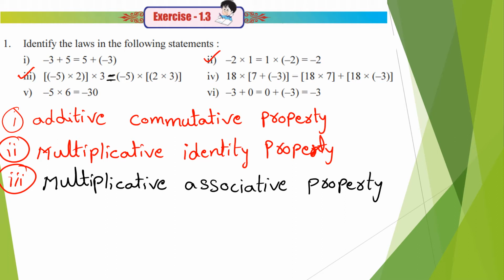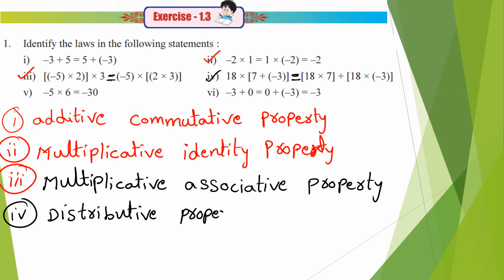Now let us see the fourth one. Look at that: 18 into 7 plus of minus 3 equals 18 into 7 plus 18 into minus 3. Which property is this? Yes, it is the distributive property, distributive property over addition. Okay.